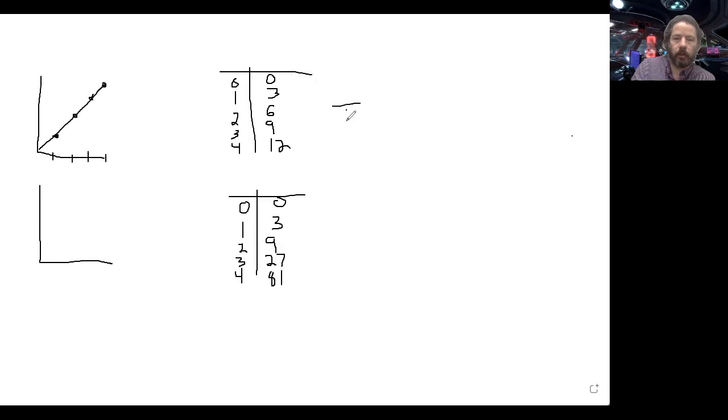So the numbers are increasing, but they're increasing at the same pattern or the same change. So the change between each one of these is 3. 3 plus 3 is 6. 6 plus 3 is 9. 9 plus 3 is 12. So it's increasing at a constant rate. So the amount of change is staying the same, increasing at a constant rate.